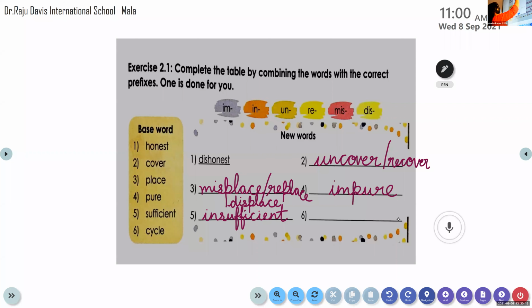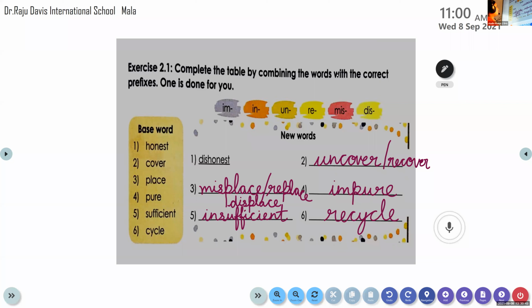Recycle. Do you know the meaning of recycle? Tell me one thing that can be recycled and used to make new things. Waste. Yes, very good. Waste can be recycled. We need to.